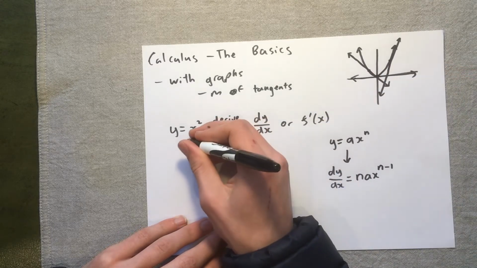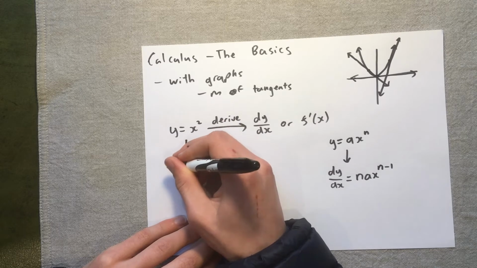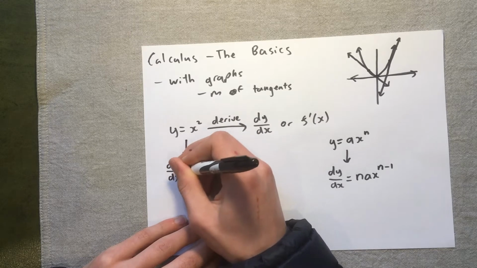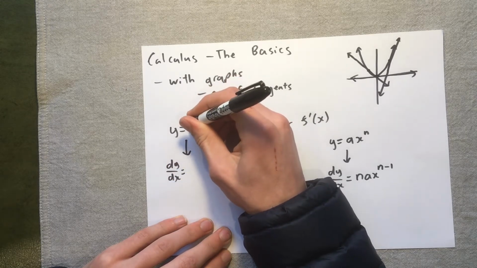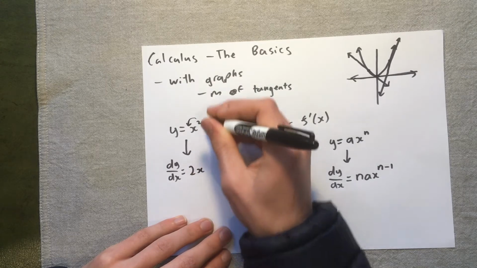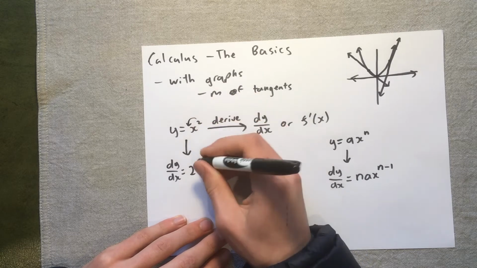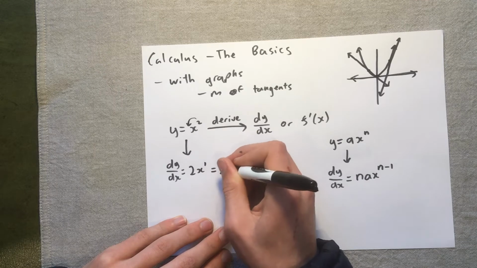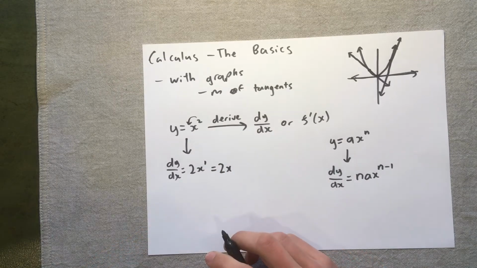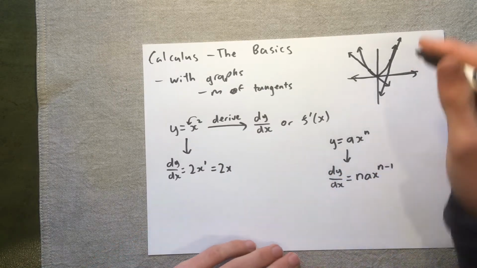With our parabola here, y equals x squared. To derive this, what are we going to do? We're going to bring this 2 to the front. So we're going to get 2x and take 1 off this power. So 2 minus 1 is 1. So our derivative of y equals x squared is just 2x. It's as simple as that.